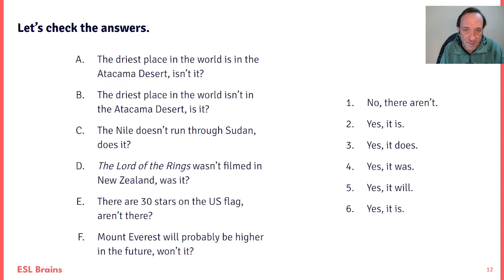The driest place in the world is in the Atacama Desert, isn't it? Yes, it is. The driest place in the world isn't in the Atacama Desert, is it? Yes, it is. This is not right. It is true. The Nile doesn't run through Sudan, does it? Yes, it does. The Lord of the Rings wasn't filmed in New Zealand, was it? Yes, it was.